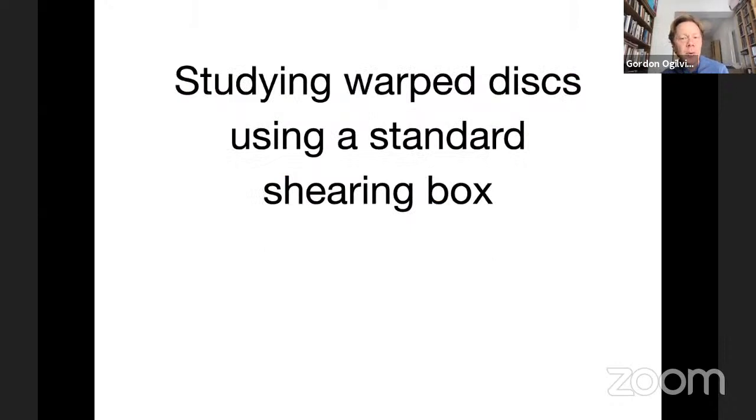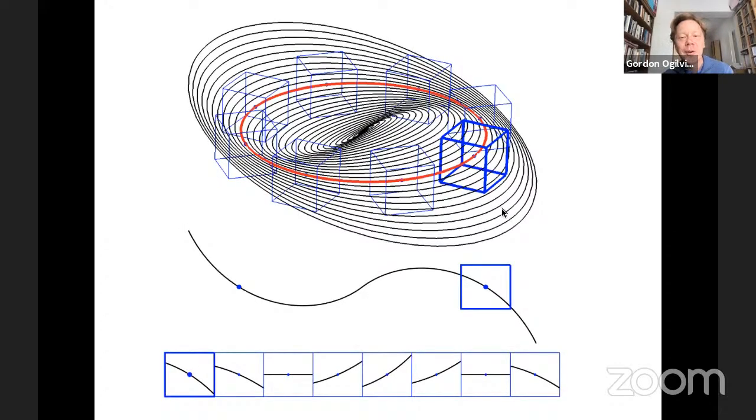Now, it's also possible to study some aspects of warped disks using a standard shearing box, which means you don't have to recode the fluid dynamical equations in this funny coordinate system. So that has a number of advantages. Roughly speaking, the idea is to think of, perhaps, a larger shearing box. And now, okay, we've got this warped disk. Here I'm plotting the radial cross-section of a warped disk at various orbital phases as this box goes around the reference orbit.